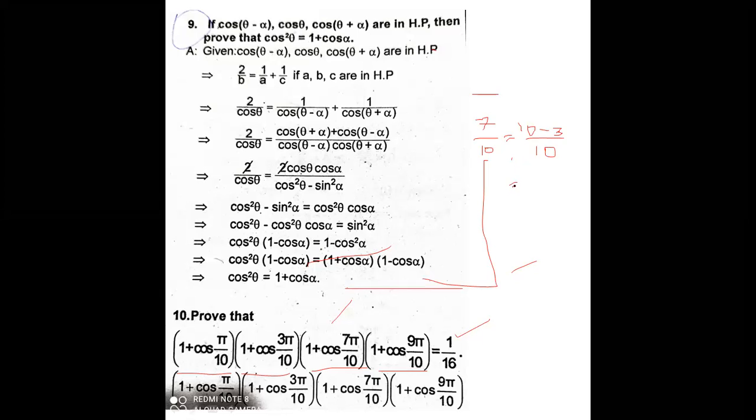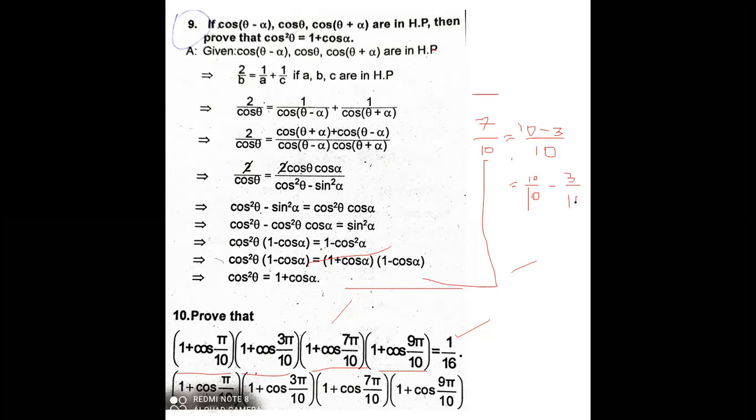Now I will split the denominator. 10 by 10 will be 1, minus 3 by 10 will be 3 by 10. I have split the denominator. Now 10 by 10 will be 1 minus 3 by 10. Understood?